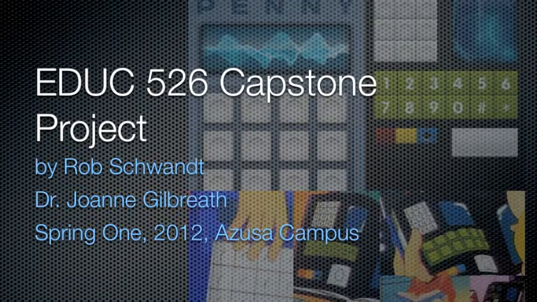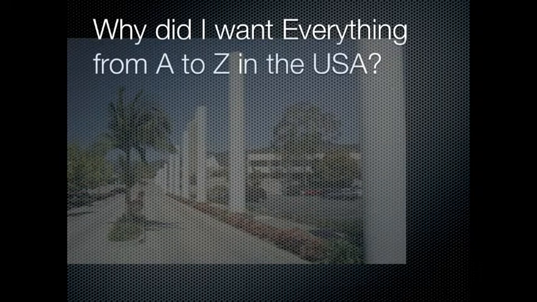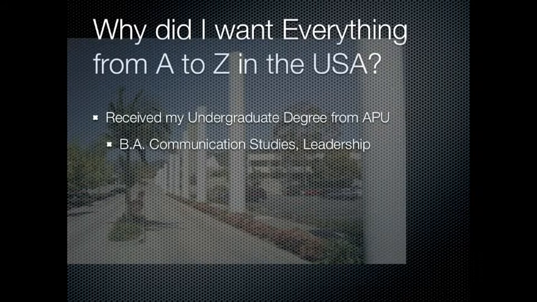Why did I choose to come to this school, Azusa Pacific, where everything from A to Z in the USA is located? Well, I actually received my bachelor's degree from APU. I got a bachelor's in communication studies with a minor in leadership. And I always said to myself, after I was done fulfilling my communication dreams of being a broadcaster, I would be a teacher. However, that decision came much more quickly than I imagined. And of course, God's plans are not mine, and He had a higher purpose for me. So I decided to get into teaching, and APU was my number one choice of where to go to school.